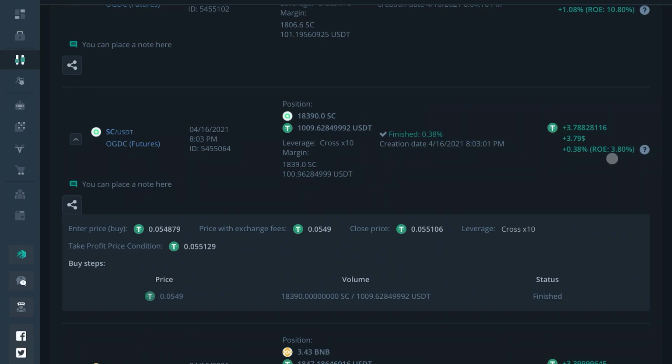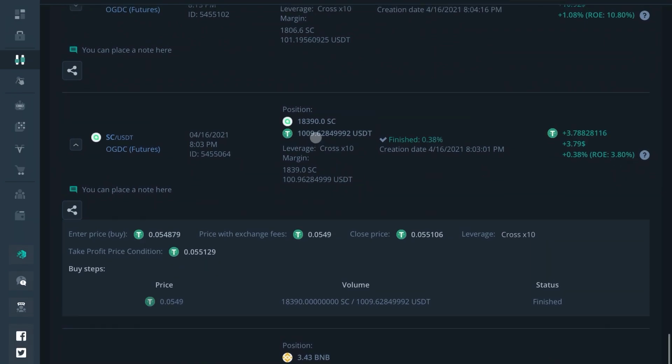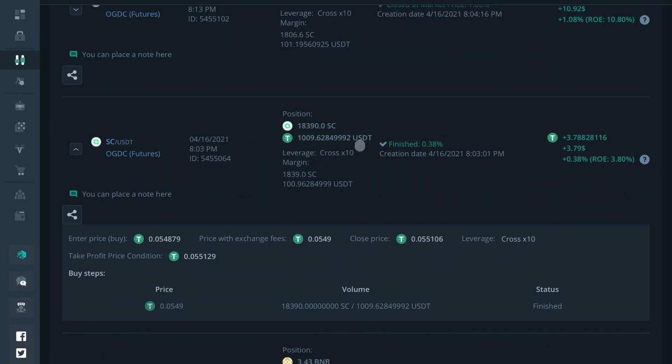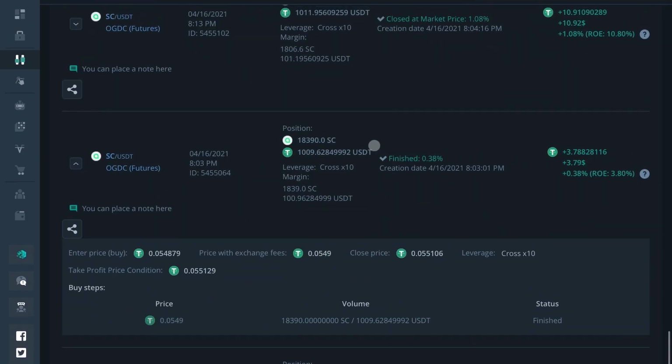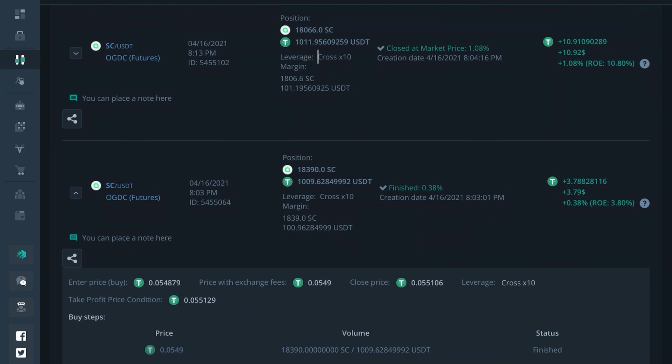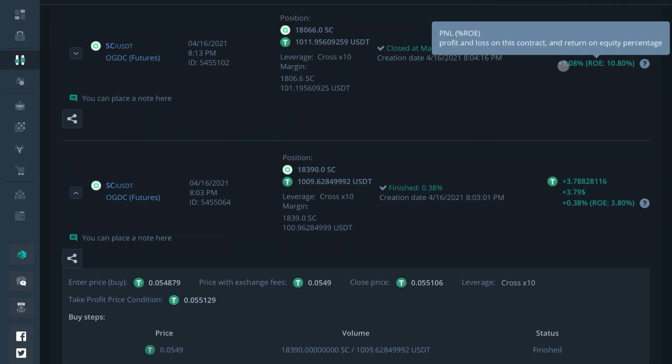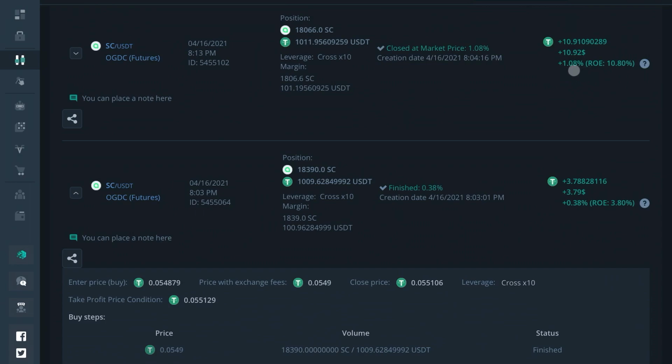You could see return on equity 3.80%. So we scalped 0.38% and made it a plus 3% return, right? And that's $3.79 off $1,000. So this right here is a fine example of how you can multiply your returns. Here again we see cross 10x. Here you can see plus 1%, and that multiplied by 10 is 10.80%, right? So we made $10 here off of $101, right?